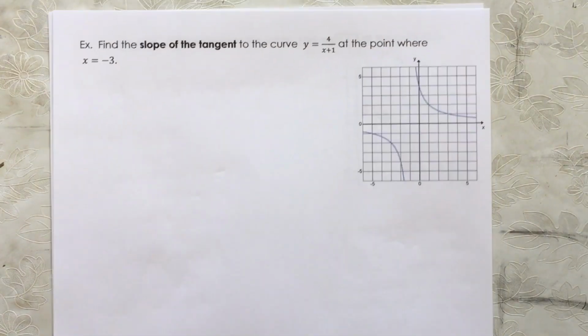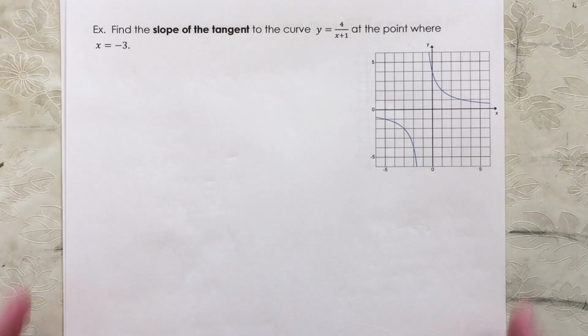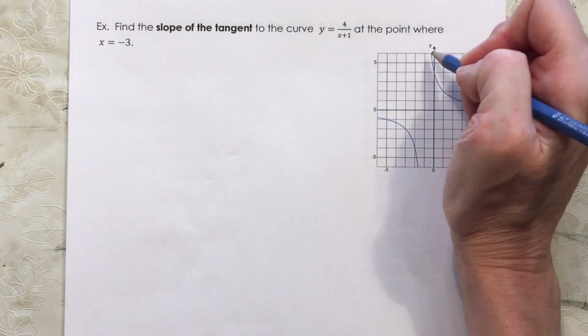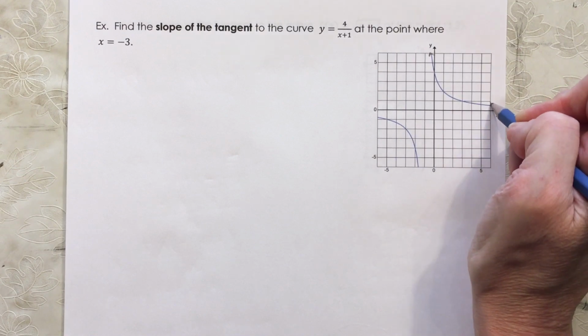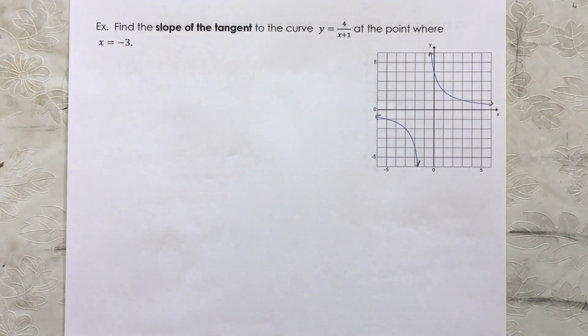Okay, next example. Find the slope of the tangent to the curve y equals 4 over x plus 1 at the point where x equals negative 3. Okay, so this is a different curve, not a parabola anymore. This is a hyperbola, if you remember grade 11, or advanced functions.